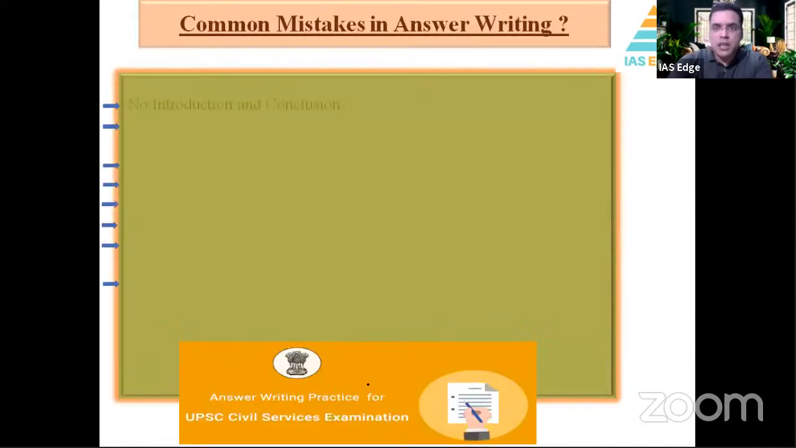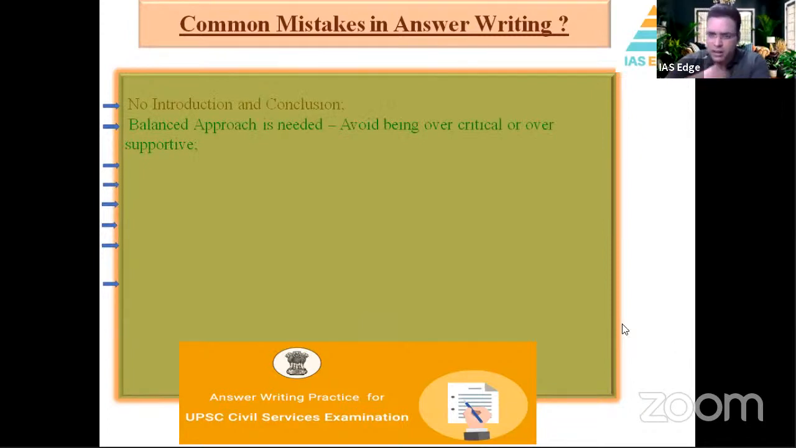Now, what are the common mistakes made by students? What does a student commonly do? Multiple mistakes. They don't write an introduction or conclusion. They write randomly, anything that comes to their mind and head. Don't do that. A balanced approach is needed.